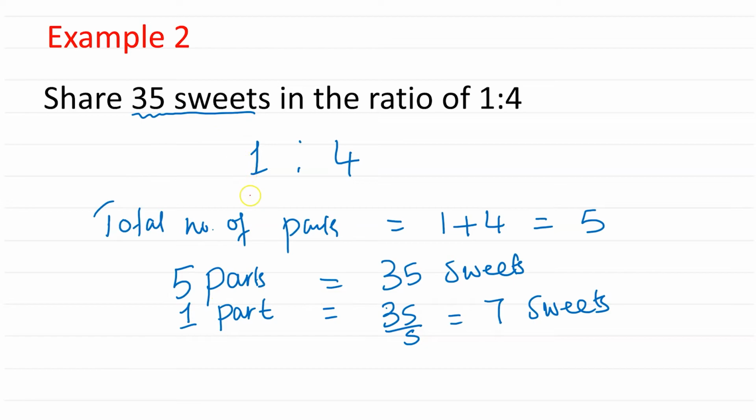All right, so now we need to know this person who's getting 1 part or 1 share, how many sweets will they get? And this person who gets 4 parts, how many sweets will they get? Well, we know 1 part is 7 sweets, so we're just going to multiply this by 7. That's going to give us 7 sweets. And this one is getting 4 parts. In each part there are 7 sweets. We're going to multiply this by 7, and the answer is 28 sweets. And if you check the total, you will get 35.